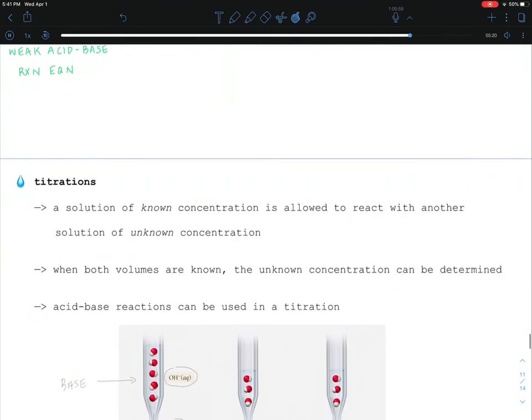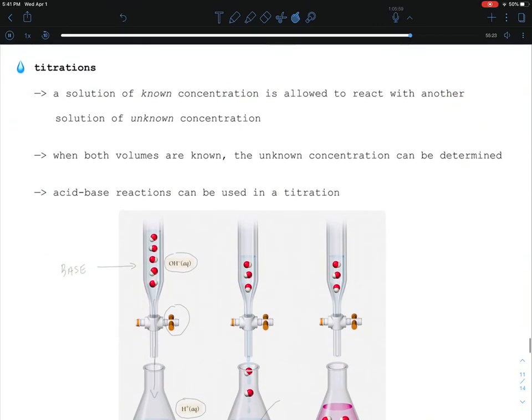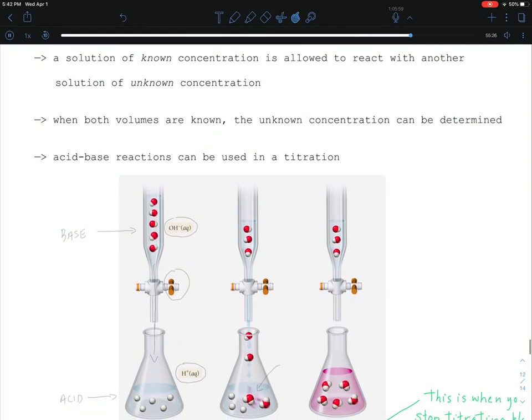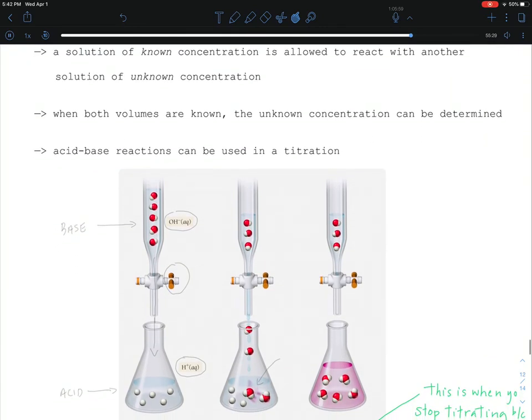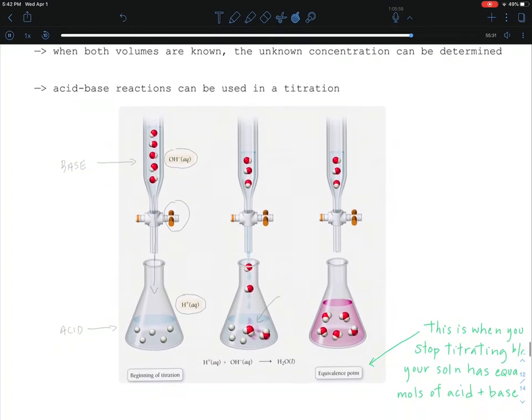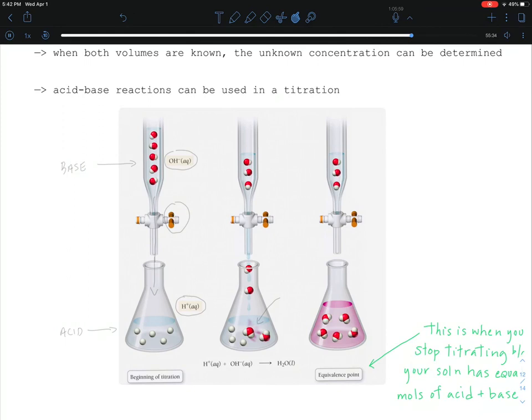A titration reaction is simply taking a solution where you know the concentration and allowing it to react with another solution of an unknown concentration, where both volumes are known, right? So, 1.0 molar of A, and you know that you used 50 milliliters of it, and question mark in terms of concentration of B, where you know that you used 20 milliliters of it, right? We're going to allow those to come together. And if we know the reaction equation, then we can actually calculate the unknown concentration.